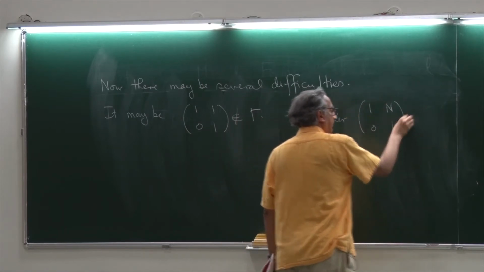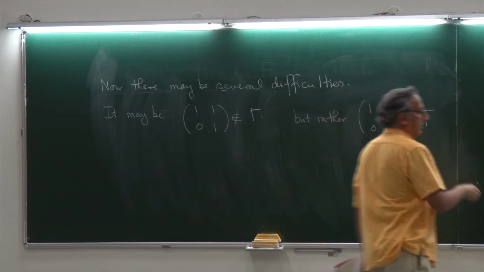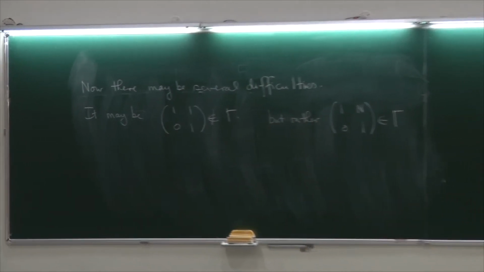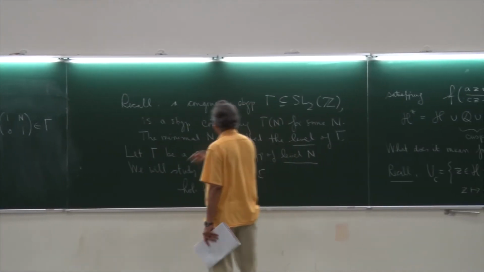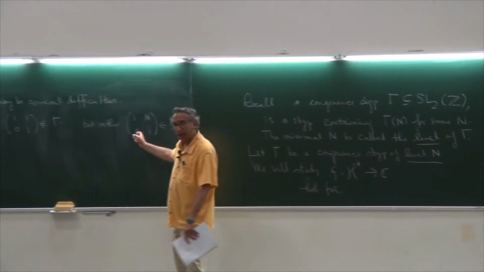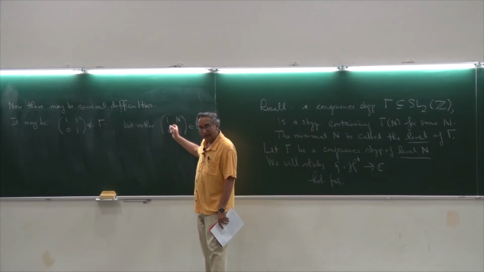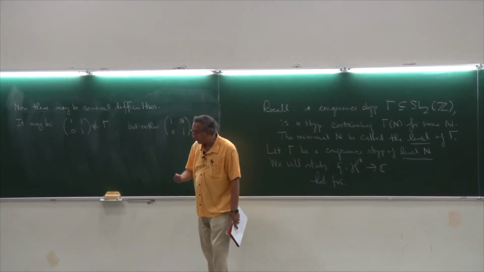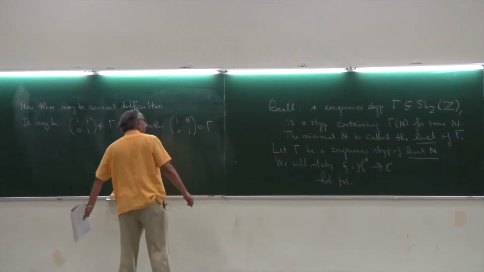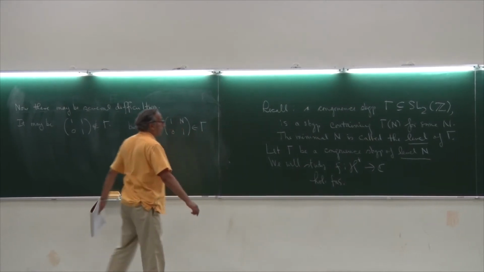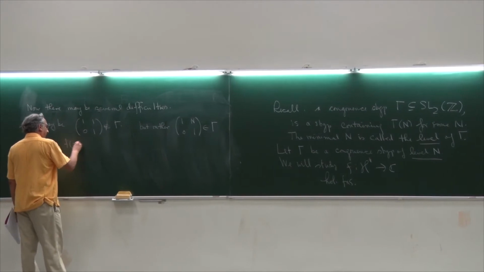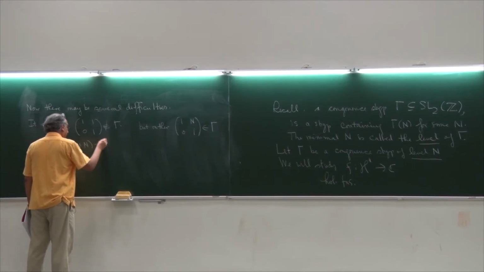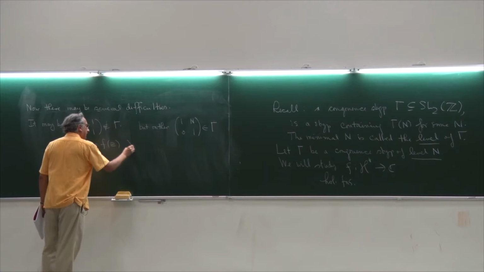But now it may not be that case, but rather 1n01 is in gamma, because gamma has level n. So we're taking gamma of level n. That means gamma contains gamma of n, and this is an element in gamma of n. Therefore this element is there, and this translates the modularity condition. That condition that I wrote there translates as f of z plus n is f of z for all z in the upper half plane.